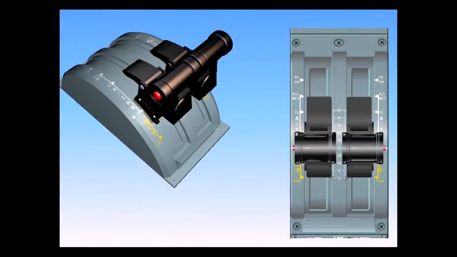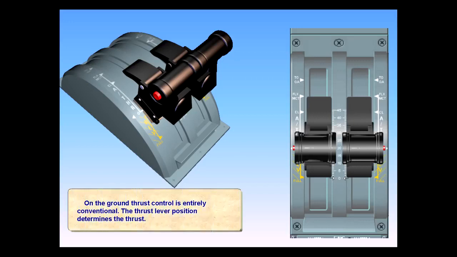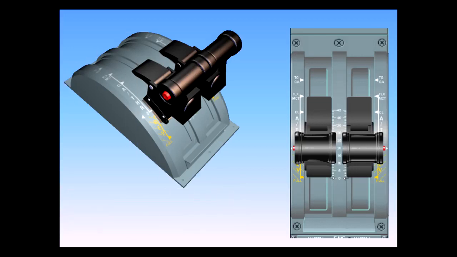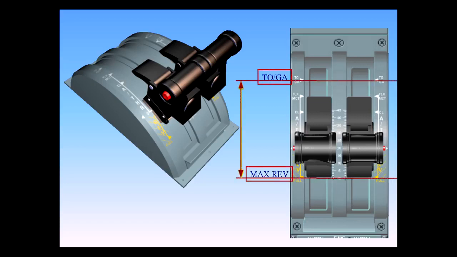On the ground, thrust control is entirely conventional. The thrust lever position determines the thrust. The thrust levers can be moved manually over the entire quadrant. They never move automatically.